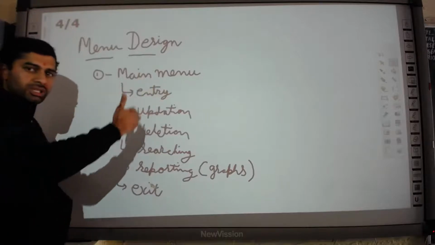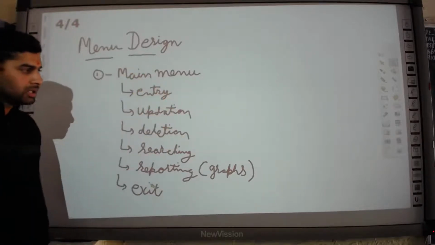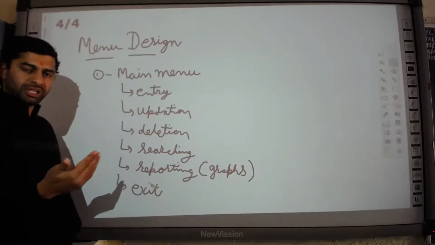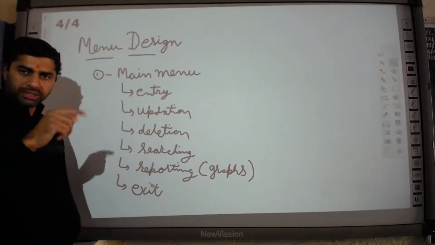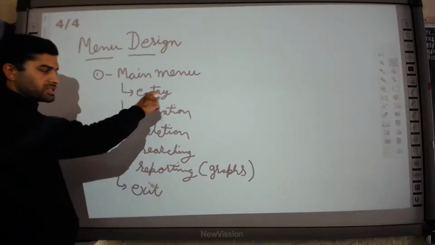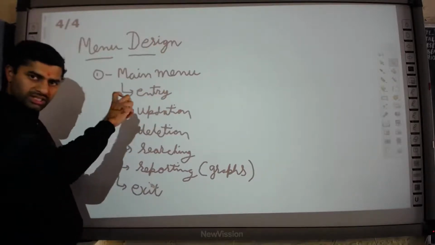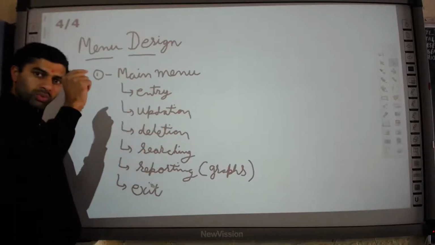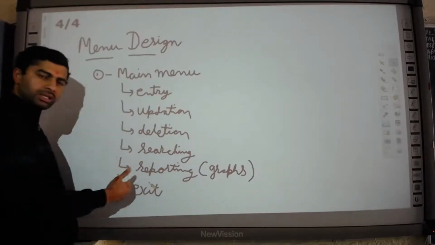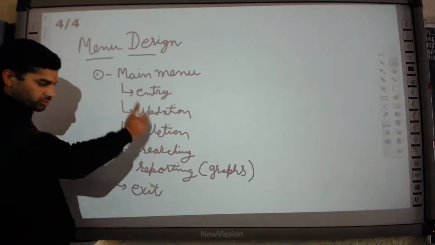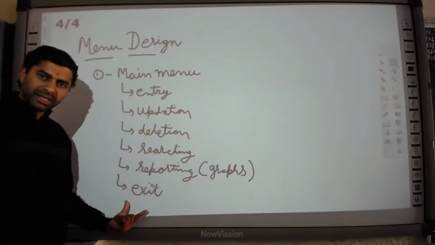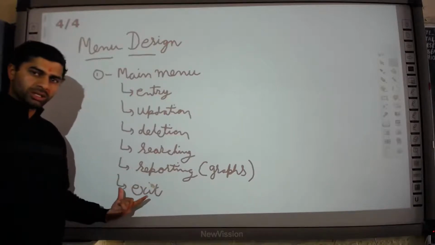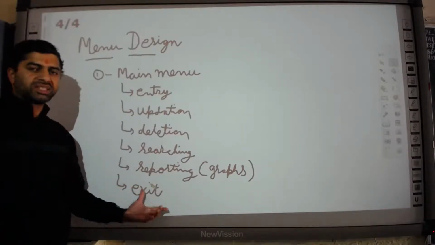And how you will give it in the programming part, you will use the print function to give the option. Suppose print, press 1 for entry of book. Next line, print, press 2 for updation of book. Press 3 for delete. So this 1, 2, 3, 4, 5 will be used as the menu. And the last option should be press 0 to exit. So that 0 should be reserved for exiting the system.